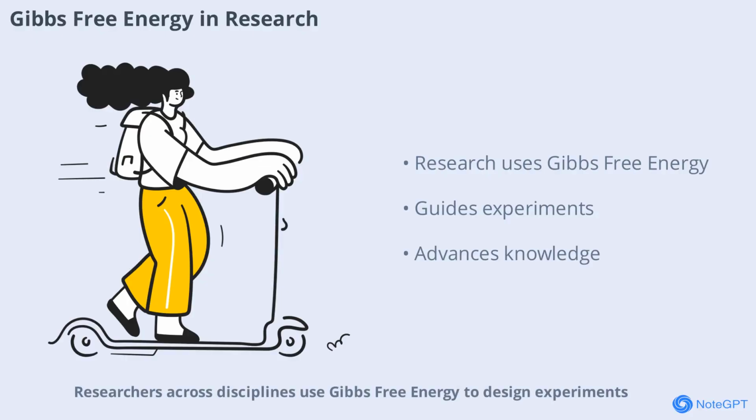Researchers across disciplines use Gibbs Free Energy to design experiments, interpret data, and develop new theories. Its predictive power makes it a cornerstone of scientific inquiry, guiding discoveries in chemistry, biology, physics, and engineering. This broad applicability underscores its importance in advancing knowledge.